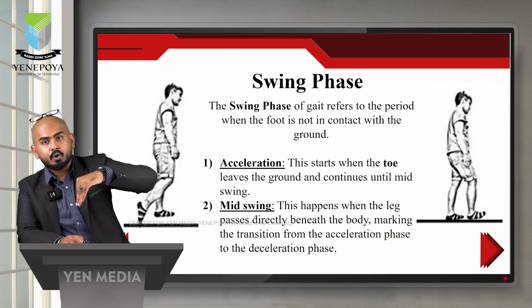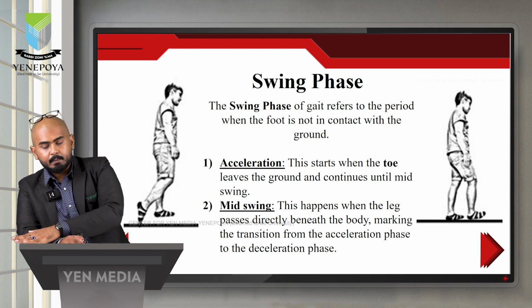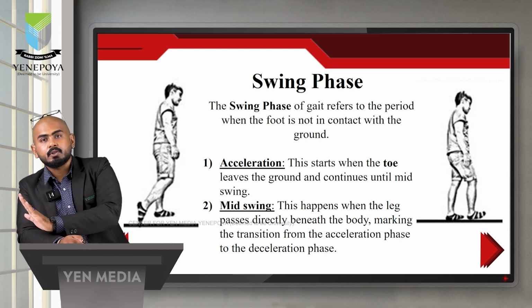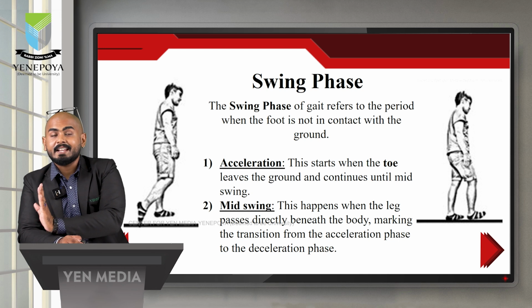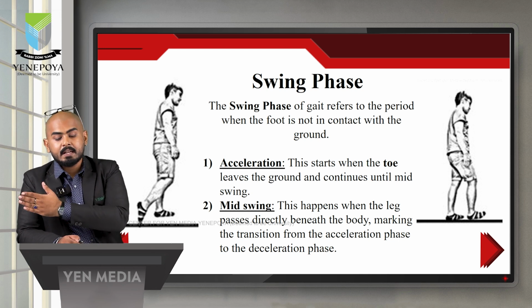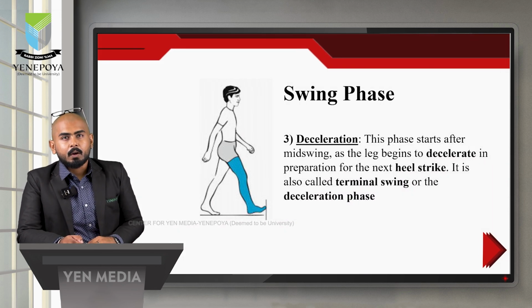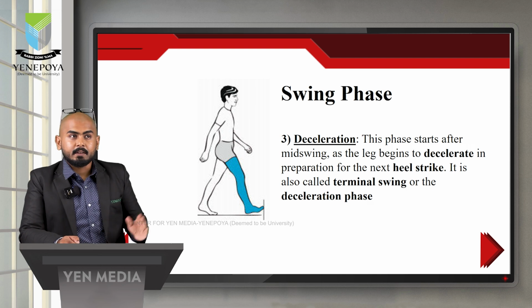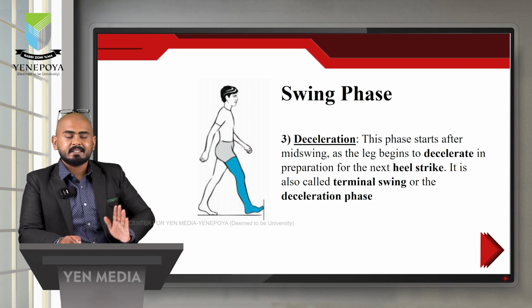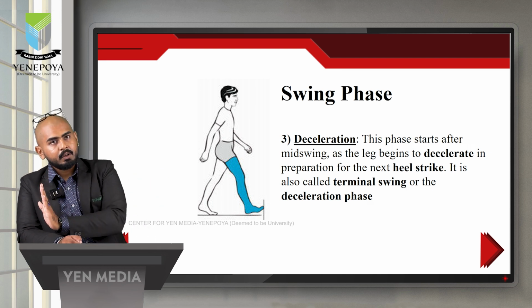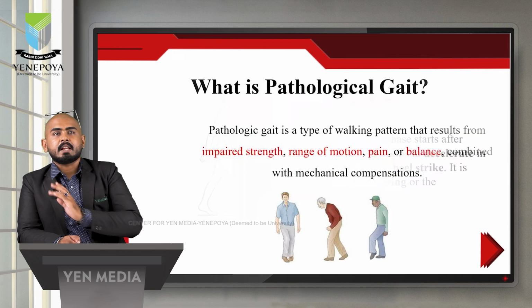Mid-swing is when it crosses the body and comes forward, and terminal swing is when you're going to put the next heel strike or initiate the next stance phase. All right, that is what is in the slides which is shown. Deceleration is nothing but decelerating or decreasing the speed for going into the next stance phase.